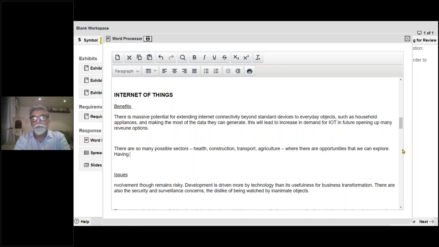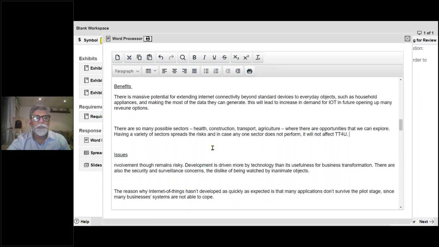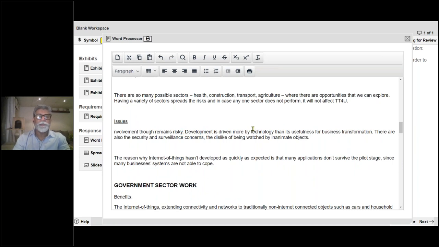Having a variety of sectors spreads the risks, and in case any one sector does not perform, it will not affect TT. It's just plain simple logic that if we cater to so many sectors, then we are spreading our risks, right? What is the issue? Involvement remains risky. Why? What's the risk?